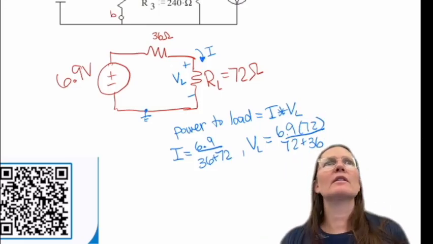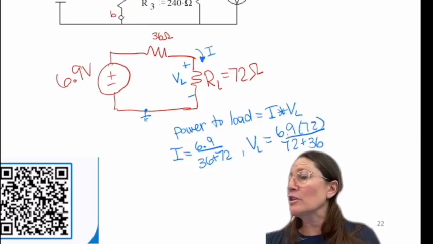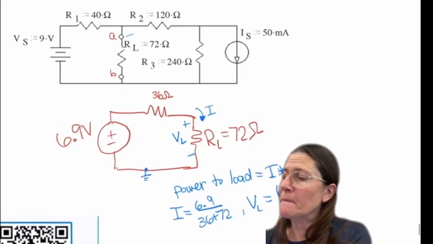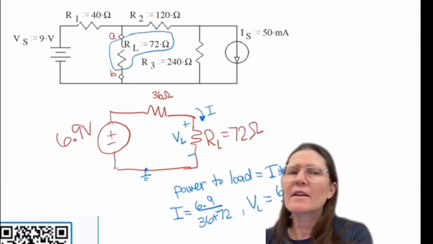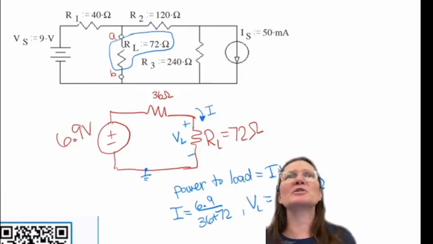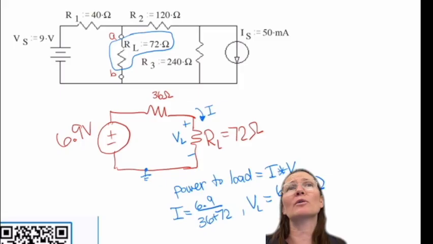Where did the 72 ohms come from? That was given as the load. So for this particular example, it was given as a load.